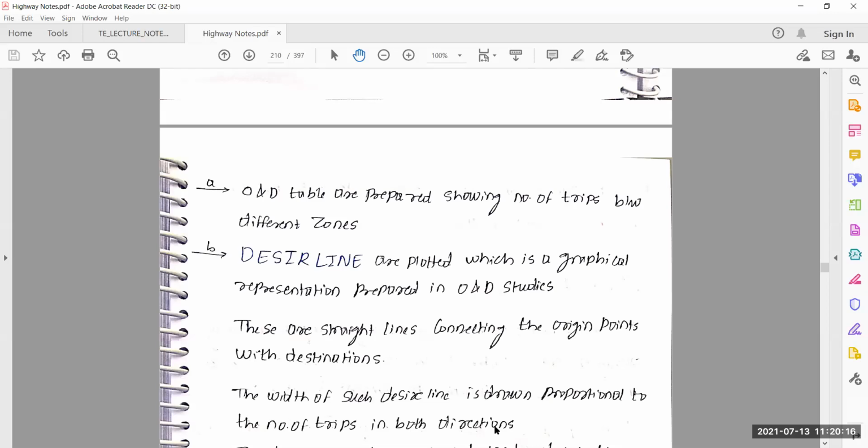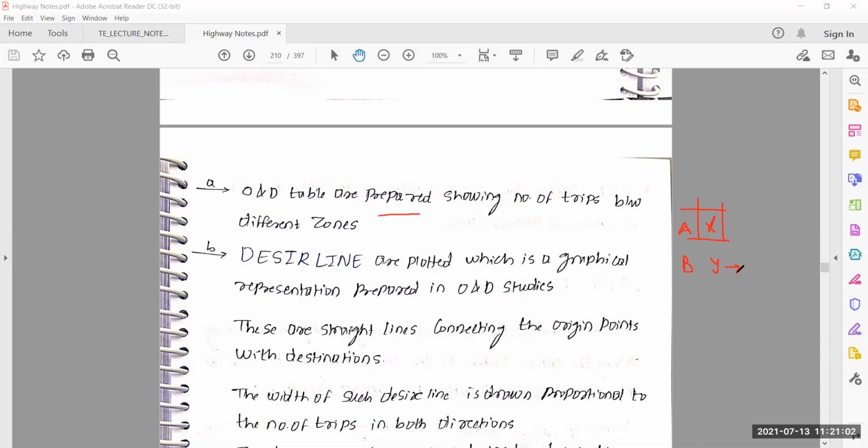Next thing is the desired line. I already discussed it, but here is the structure. An origin and destination table is prepared showing the number of trips between different zones. On that table we prepare the number of trips between different zones. Here we have zone A, and for this zone we prepare the number of trips. Suppose we have x number of trips. For zone B, how many trips have been made? Suppose we have y number of trips. So we prepare an origin and destination table, and from that table we show the number of trips between different zones.